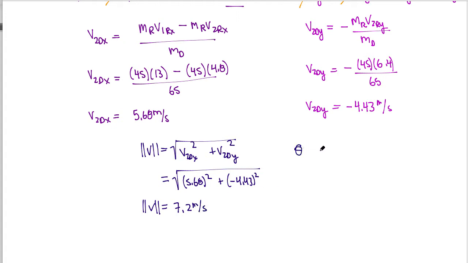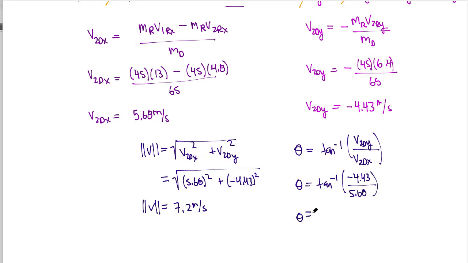And the angle at which this velocity is pointed is going to be the arctangent of the vertical component, so V2 dy, over the horizontal component, V2 dx. So that will be the arctangent of negative 4.43 over 5.68. So the angle at which this velocity is directed is a negative, we'll just say 38 degrees. So this right here is my answer to part A.